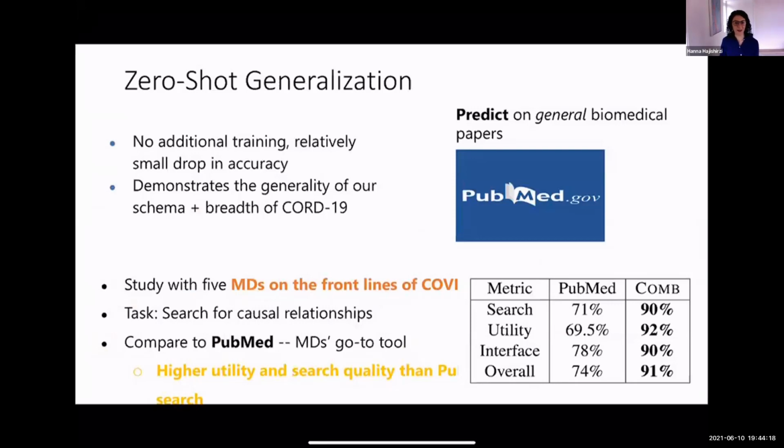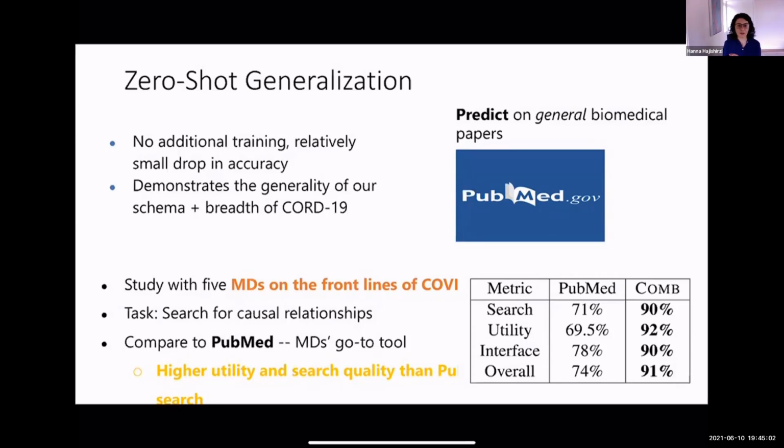The last experiment, which I think was the most interesting one, was to use our method, basically trained on COVID-19 data. And then we did this zero-shot generalization of running it on a collection of biomedical papers and compare it with PubMed, okay? And then we did some study with 5 physicians to evaluate the quality of extracted relations, right? And we were searching for some of these causal relationships. And remember, PubMed is the go-to kind of tool for MDs when they want to search the relevant literature.